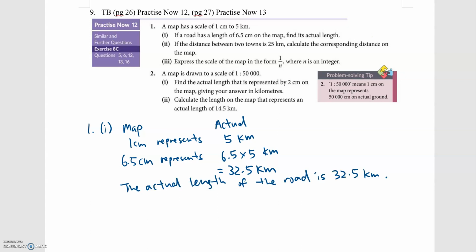Now let's look at part 2. If the distance between two towns is 25 kilometers, calculate the corresponding distance on the map. So the distance that is given to us is now the actual distance. I need to find the corresponding distance on the map. So actual, I have 5 kilometers that is represented on the map by 1 cm.